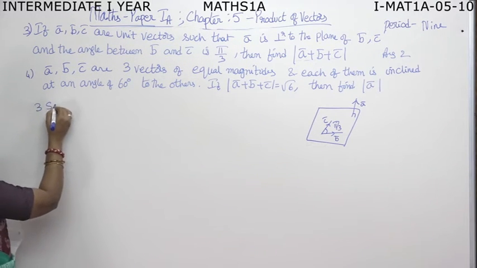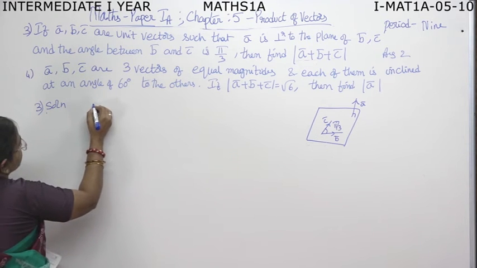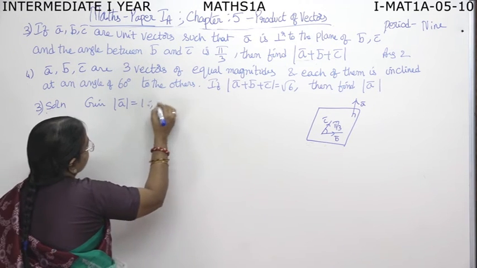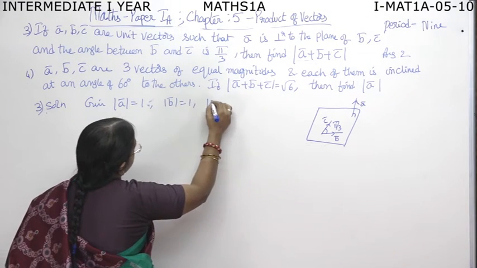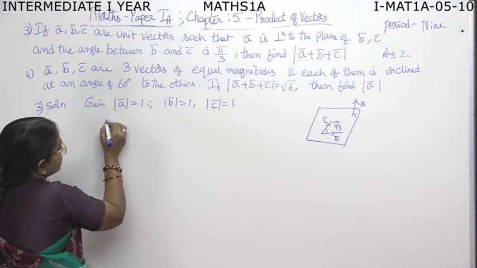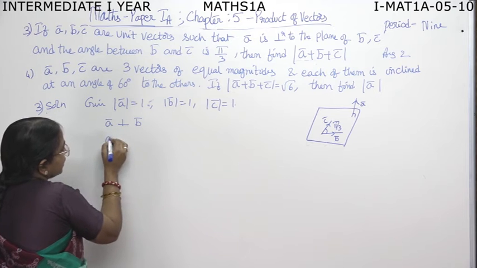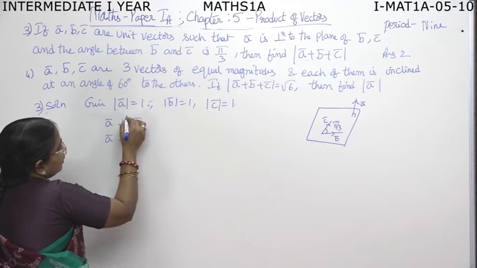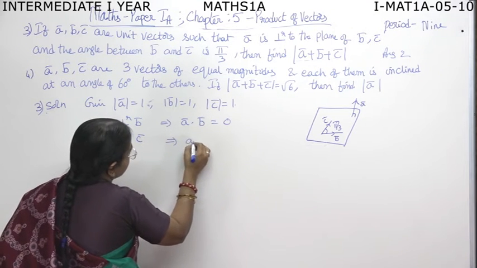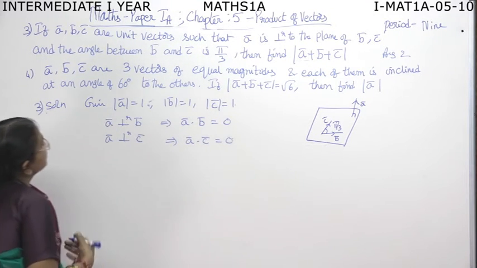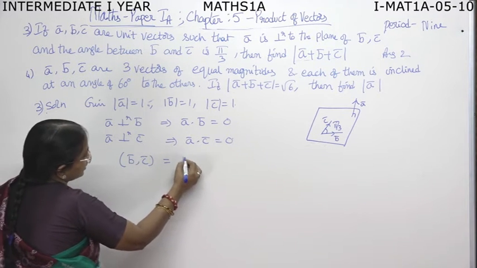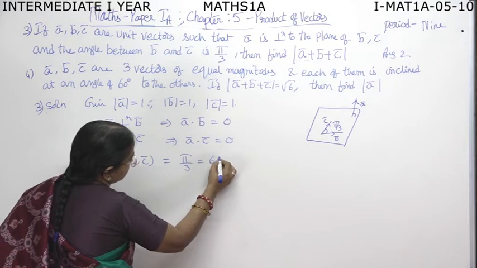So, third problem solution. A, B, C are unit vectors. So you are given mod A is equal to 1, mod B is equal to 1, mod C is also equal to 1. And then A is perpendicular to both B and C, means A is perpendicular to B, A is perpendicular to C. So that means their dot product is 0. A dot B is 0 and A dot C is also equal to 0. Angle between B and C is pi by 3. Pi by 3 means 60 degrees.